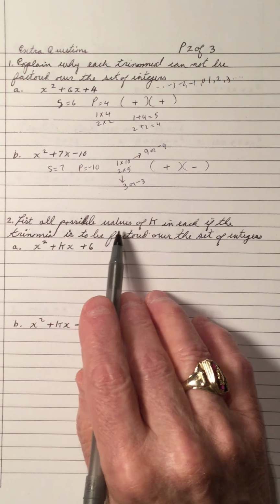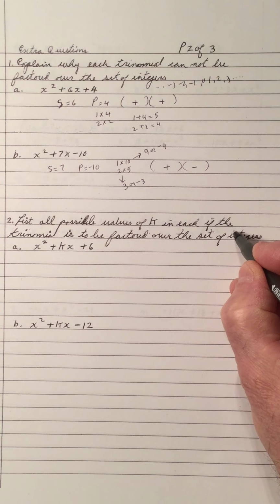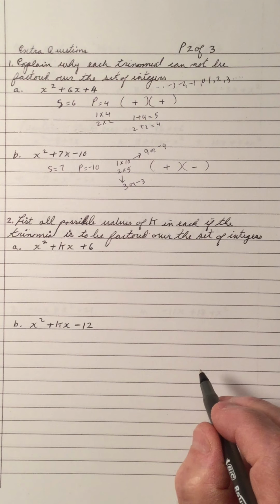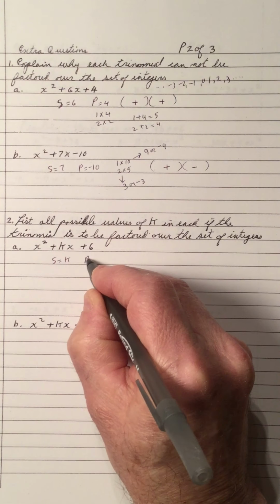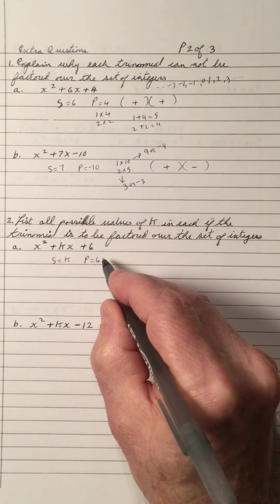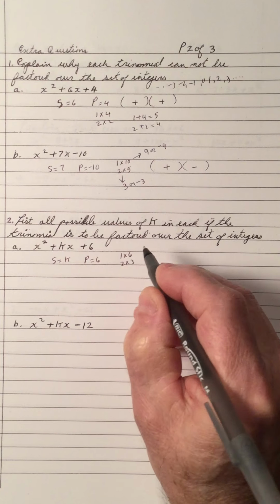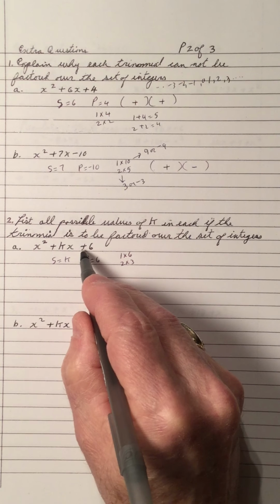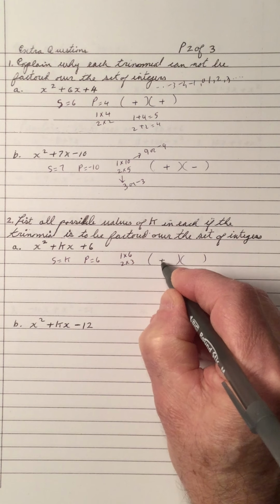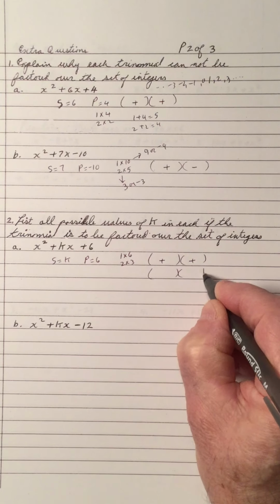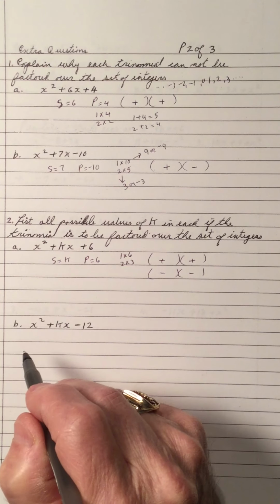Number 2, list all the possible values of k in each if the trinomial is to be factored over the set of integers. Again, the key word here is over the set of integers. So we have a sum, which is the k, and we have a product, which is 6. So if the product is 6, that means the factors are 1 times 6 and 2 times 3, possibly. And since we have a plus, it's possible that we could have 2 pluses, or it's possible that we could have 2 minuses. So we don't know what k is. So k could be positive or k could be negative.